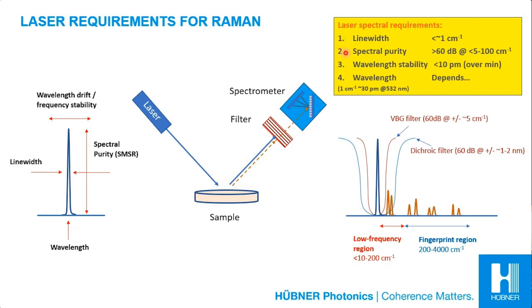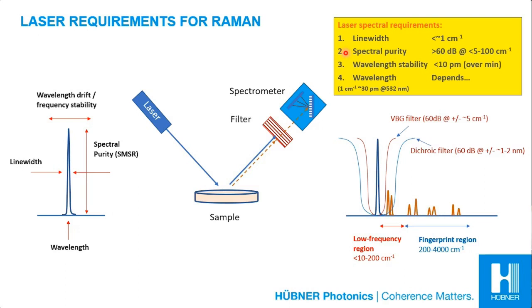Then there is the spectral purity, which means how deep down from the laser peak you have to go to find any side mode emission, and how close it is to the main peak. The Raman scattering efficiency is very weak, so in order to detect the Raman shifted peaks, there must be no emission from the laser source at a level of at least 60 dB down from the laser peak in the region where the Raman signals are to be detected.